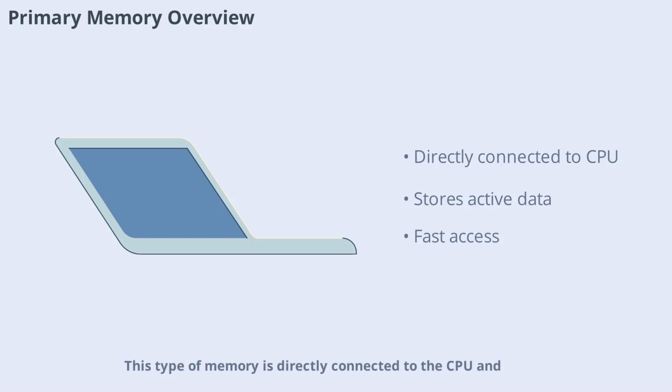This type of memory is directly connected to the CPU and is used to store data that the computer is currently using. It's like your computer's short-term memory, holding information that needs to be accessed quickly and frequently. Primary memory is essential for running programs and processing data in real time.